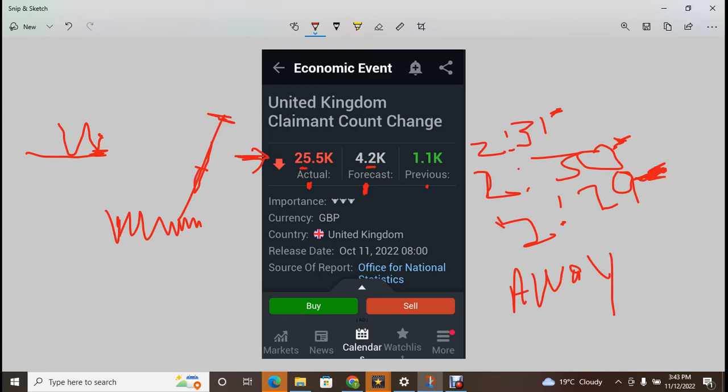Let me repeat myself. As you can see, the forecast is written in white numbers. Now, when you open your app to check whether the news are positive or negative, and you find that the actual is written in white with a white arrow pointing in that direction, you stay away.